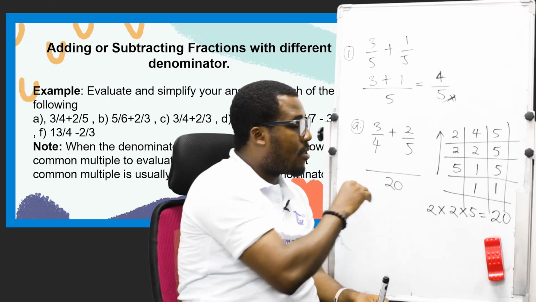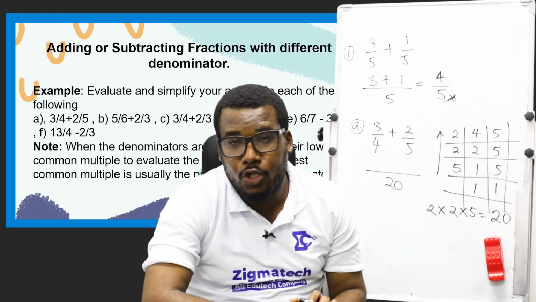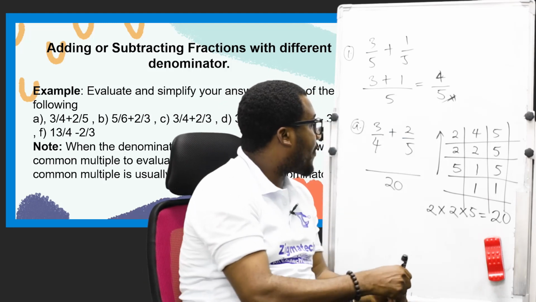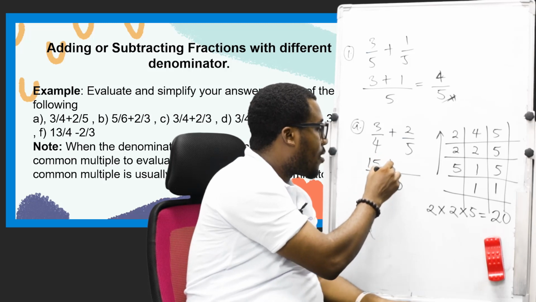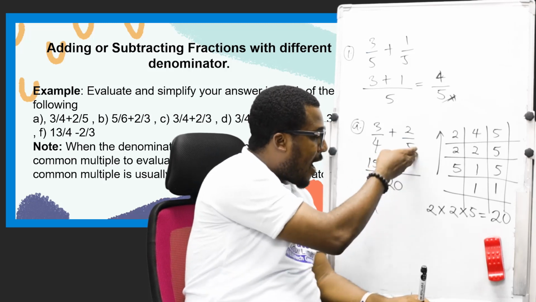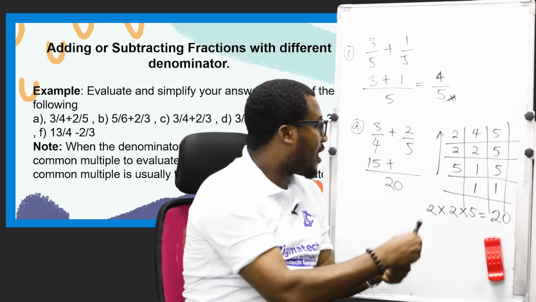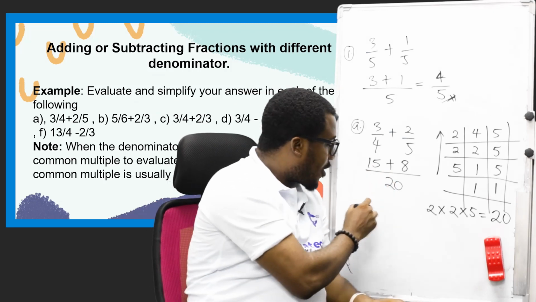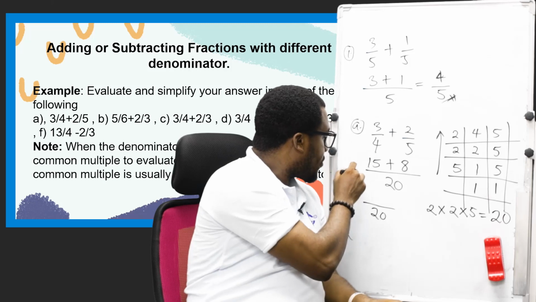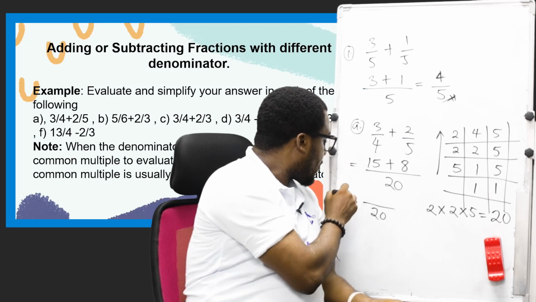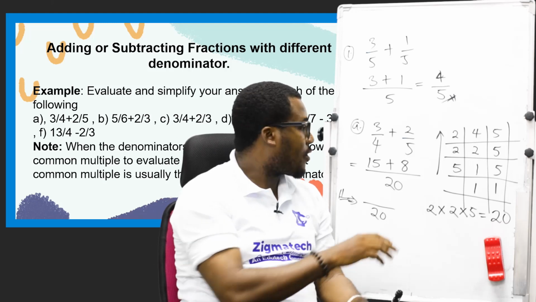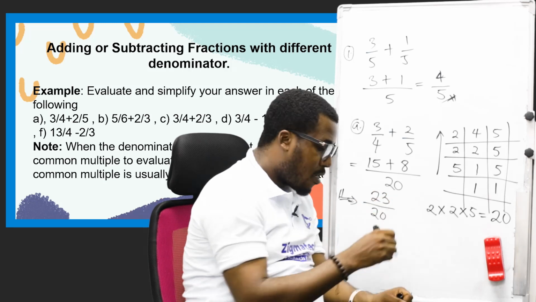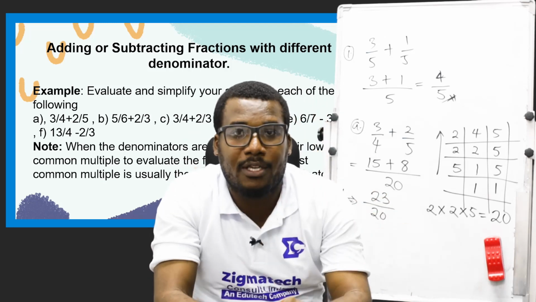When you use 20 now to be divided by 4, or to go through what is given upstairs, 20 divided by 4 will give you 5. 5 times 3 will give you 15. You put back your plus. 20 divided by 5 is 4. 4 times 2 is 8. You now put back your 20, and then you add your numerators. 15 plus 8 will give you 23. So 23 is your answer.